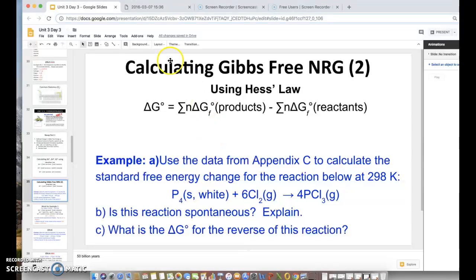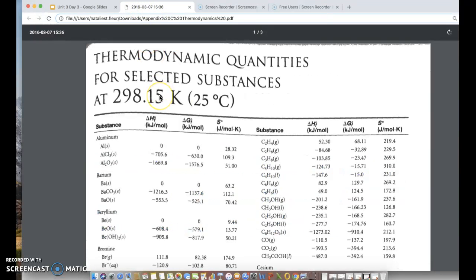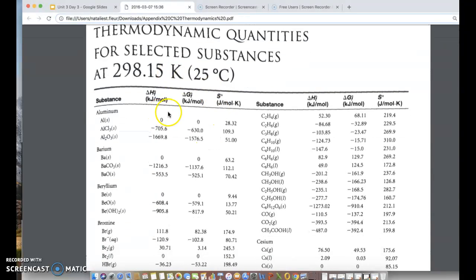But before we do that, I want to show you the appendix. So this is linked. So let's just take a moment to look through this appendix together. It says at the top, thermodynamic quantities for selected substances at 298.15 K or 25 degrees Celsius. So this is essentially 298 K, and that's sort of standard temperature. As you can see in the table, there are four main columns where you have the substances listed. Then you have the delta H, delta G's, and the S standards. And the units are here, kilojoules, kilojoules, and this is joules. And again, of course, it's per mole and per mole Kelvin.